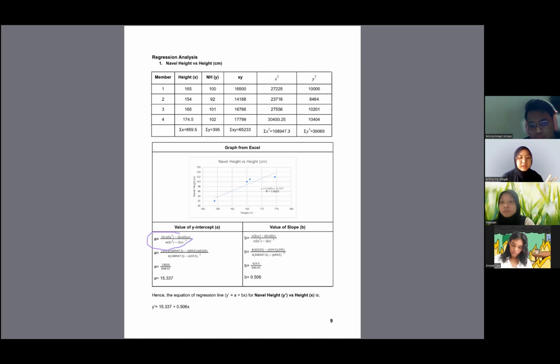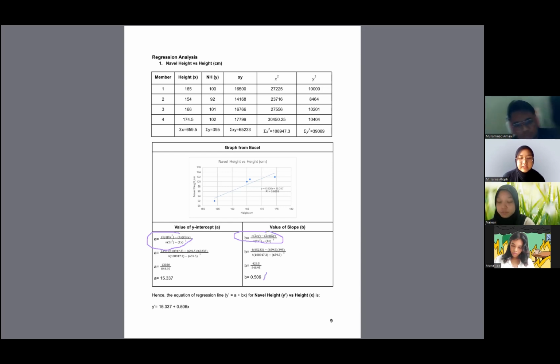We calculate based on this equation for the y-intercept, and we got 15.337 for the navel height versus height relationship. The value of the slope, calculated based on this equation, is 0.506.